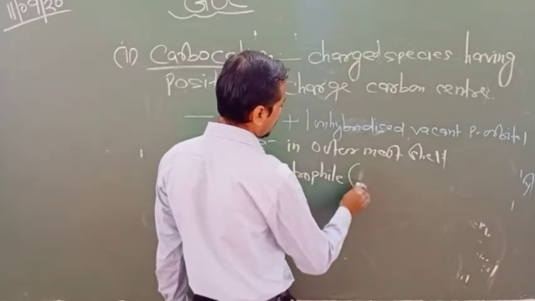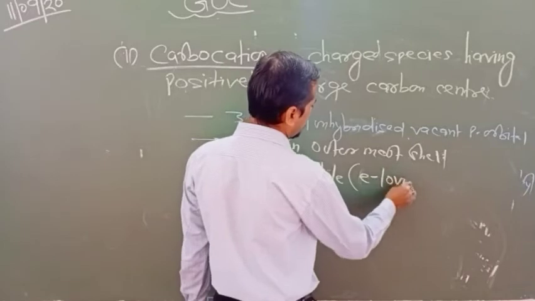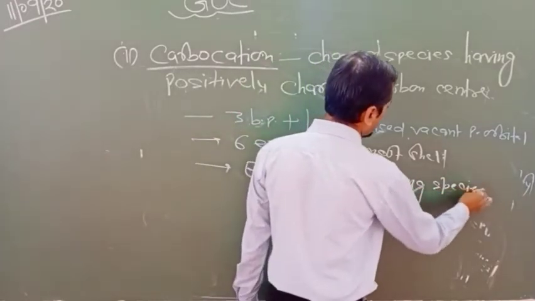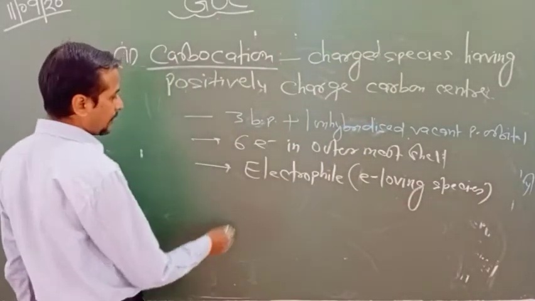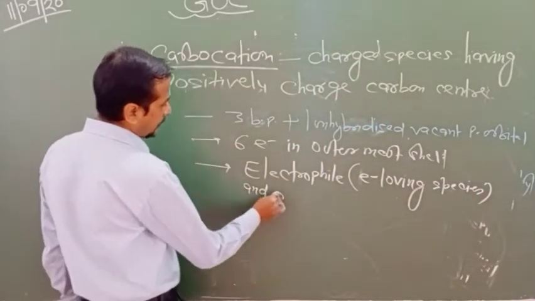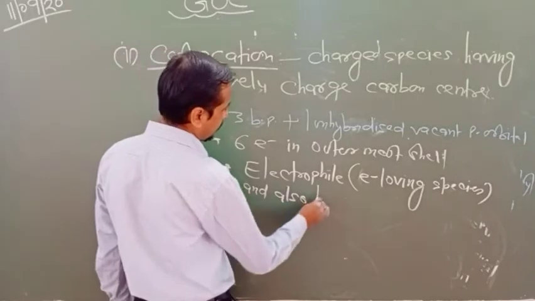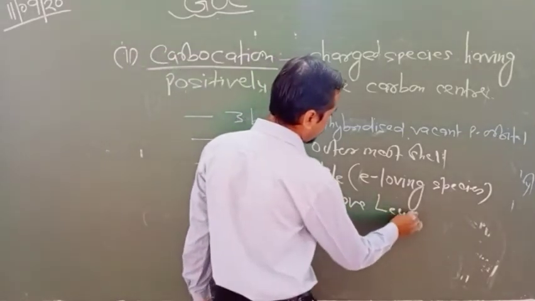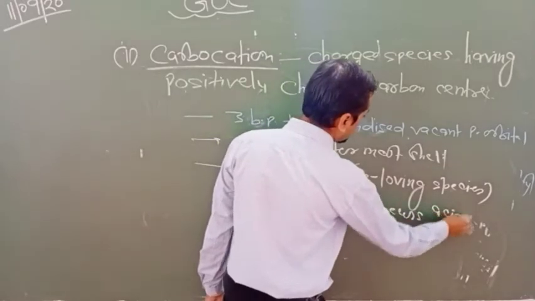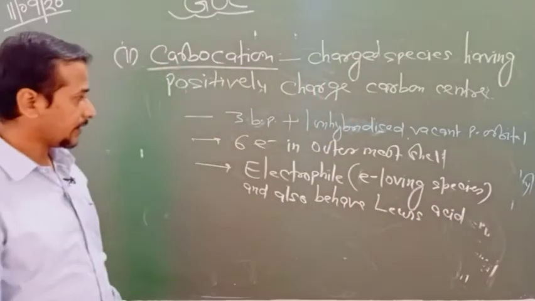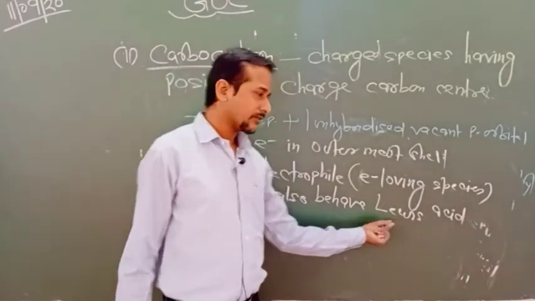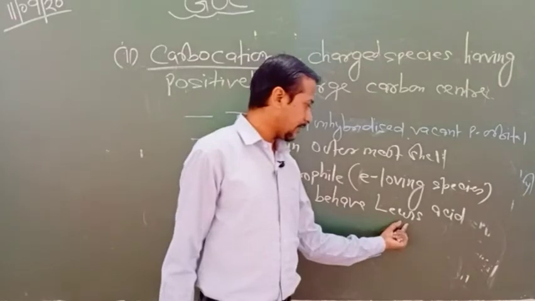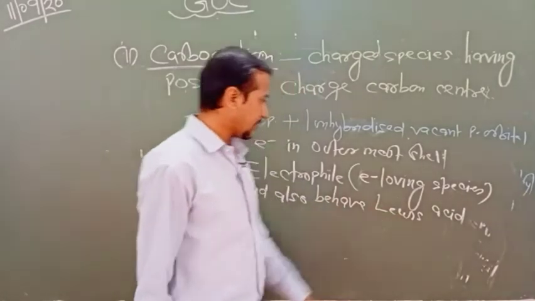That is, an electron loving species. And it also behaves as a Lewis acid. Lewis acids are basically electron pair acceptors. So this has 2 electrons less to complete the octet. That's why it can take 2 electrons and hence is known as a Lewis acid.